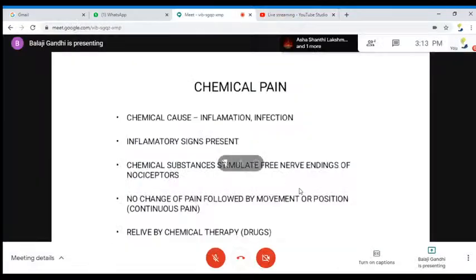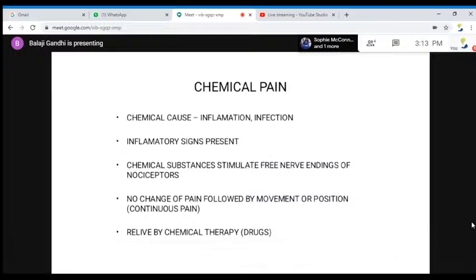The chemical cause is like inflammation or infections. If there are inflammatory signs present, if there are chemical substances, they can stimulate the free nerve endings of the nociceptors. So the inflammatory substances can cause a chemical pain. The chemical pain means there is no change of the pain.